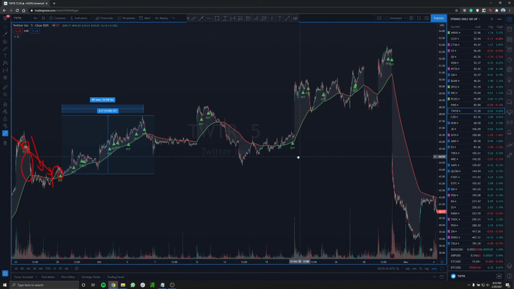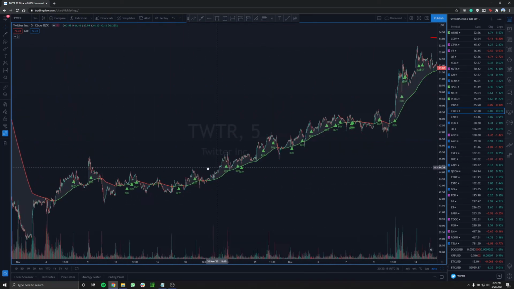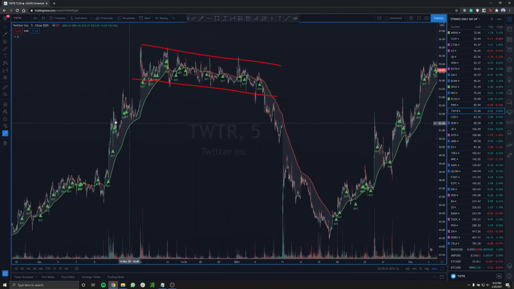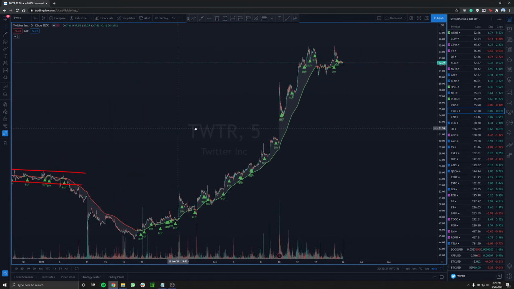That's pretty much how the bot works. I was showing you guys Twitter as an example of what to do and what not to do and how to trade the bot.